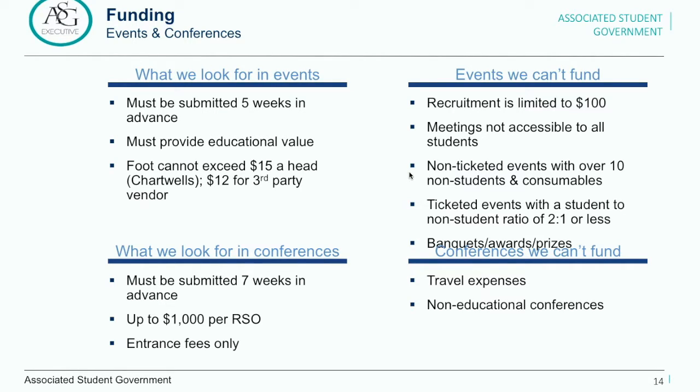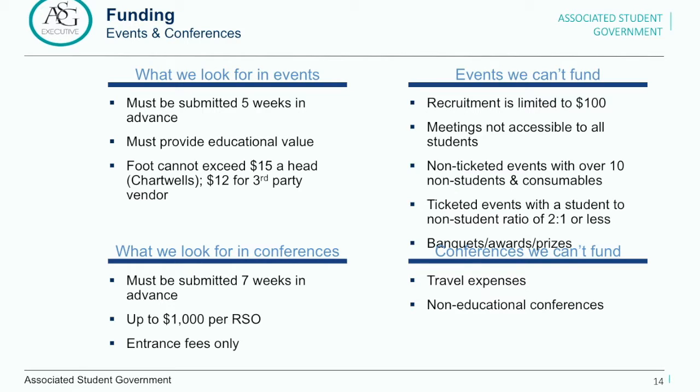So moving over to the events that we cannot fund. Recruitment is limited to $100. So if your event is seen as a recruitment event only, there's no other purpose, then the funds are going to be limited to $100. Meetings not accessible to all students. They have to be accessible to all students.